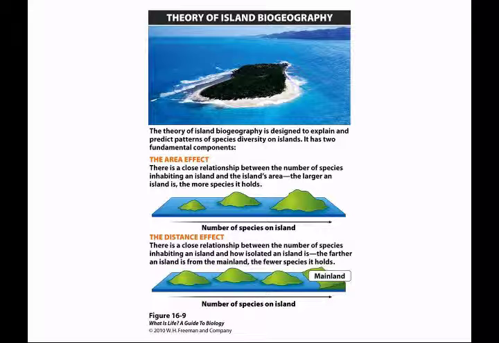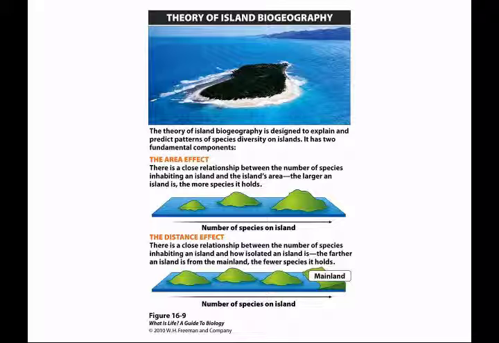And so what E.O. Wilson did was come up with this theory of island biogeography, which basically explains and predicts patterns of species diversity on islands. It has two components. First we look at the area effect, which is the number of species inhabiting an island and the island's area. As we have a bigger island, we start to have more species. That should make sense to you: the bigger the place is, the more chance there is to have a larger amount of species.